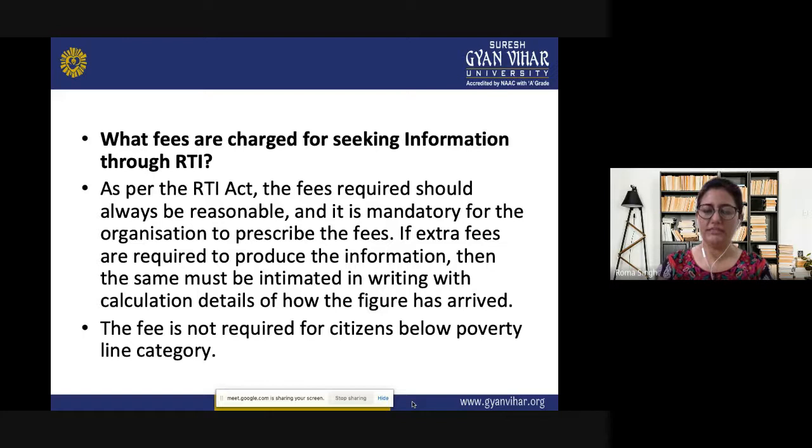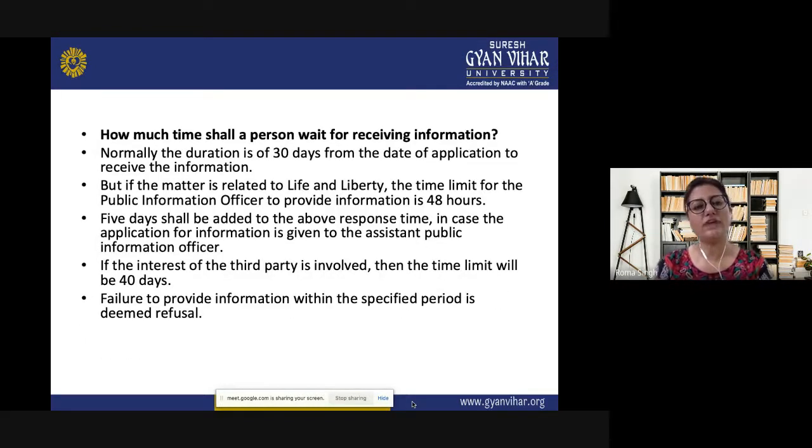The fees is not required for citizens below poverty line category. So very minimum fees is charged for the RTI application. How much time, this is very important, how much time shall a person wait for receiving information? It is not such that a person has filed an RTI and he will wait for many years to receive the information. Normally, the duration is 30 days from the date of application to receive the information.